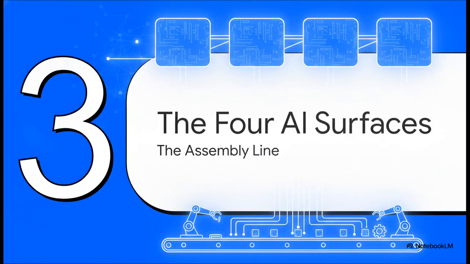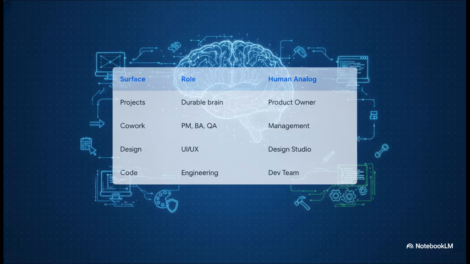Okay, moving right along. Section 3, the 4 AI surfaces. Let's look at the actual assembly line here. Notice how the workflow is completely segregated into 4 strict roles using the Claude ecosystem. Claude Projects acts as the durable brain. It holds the master spec, kind of like a product owner. Claude Cowork wears the management hats, so your PM, QA, delivery manager. Claude Design handles UI and UX, and Claude Code does the heavy lifting engineering.